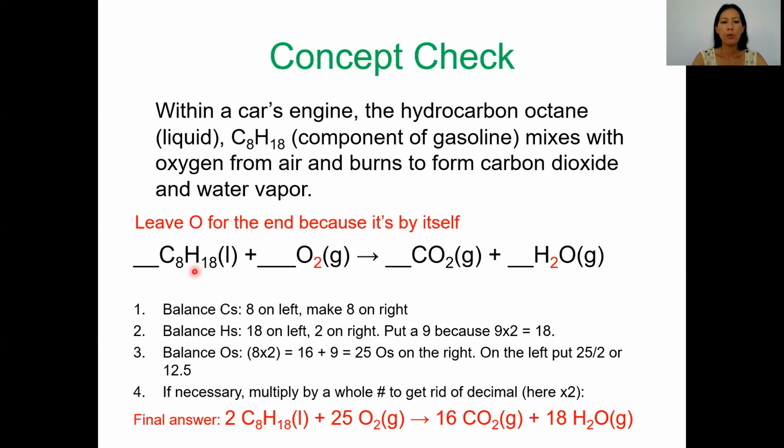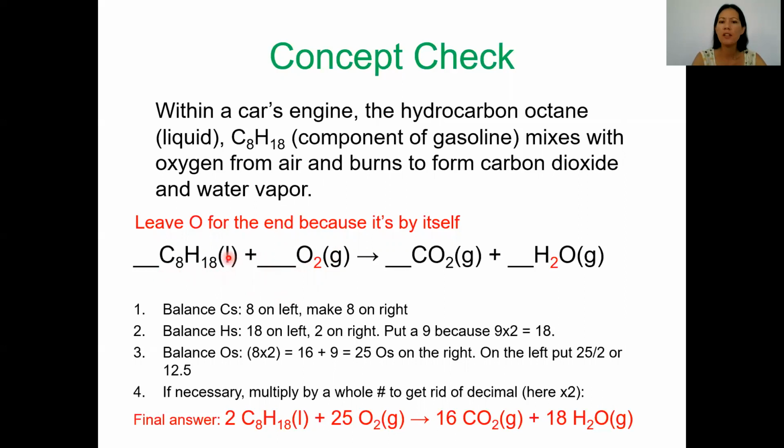When I write out the formulas, I just reproduce the octane here, plus O2 giving CO2 and water. Here, I gave some information as to the states of matter, liquid and gases. That's not necessary at this point, but eventually you guys will be doing that more. What I want to do is just look, is there anyone by itself, O2? I'm going to leave balancing O for the end because it's by itself, and if I put a number here, I don't mess up the other atoms.